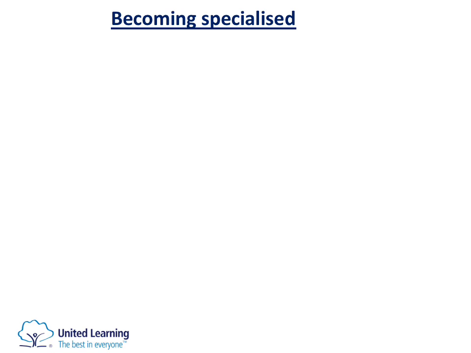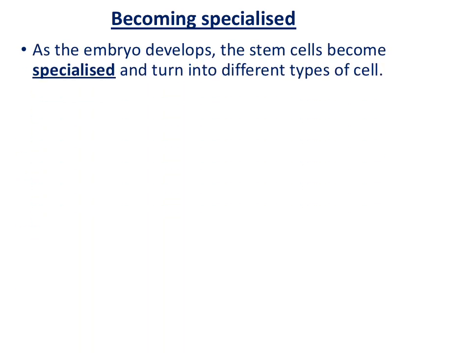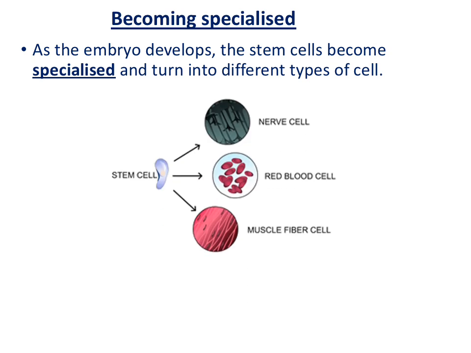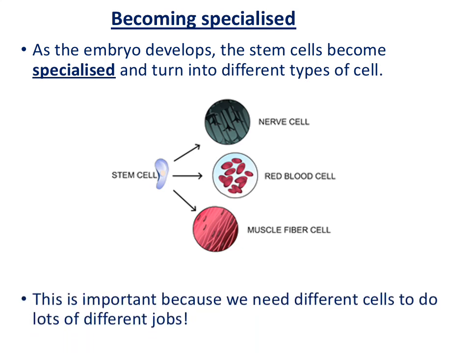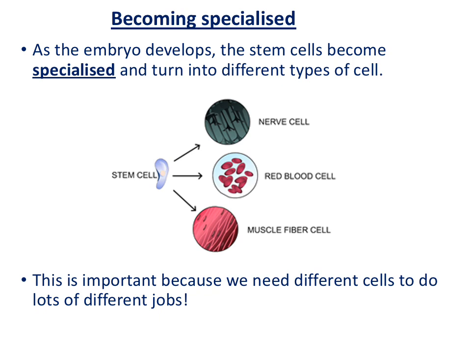So, as the embryo that we've just previously talked about develops and gets bigger, these stem cells become specialised. A stem cell can become any type of cell. So, whatever we need, whether it's a muscle cell, a red blood cell, a nerve cell, a sperm cell, this stem cell can become any of those types of cells. So, it's really clever, really important.